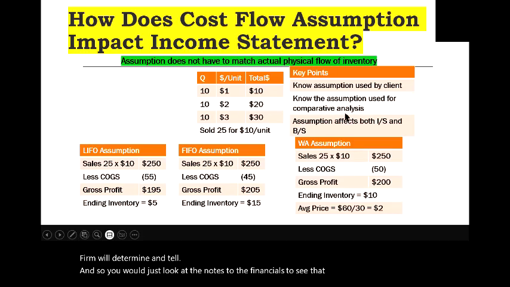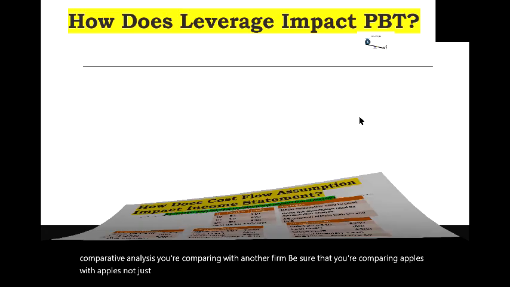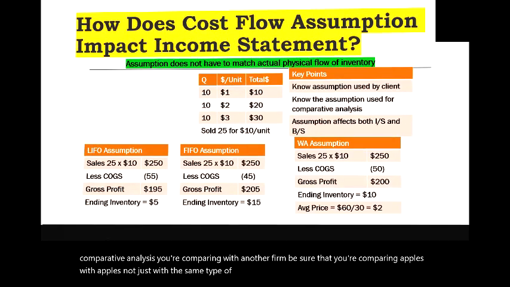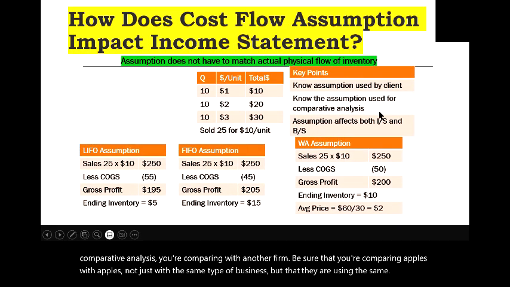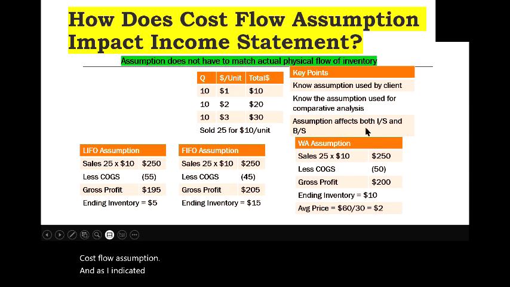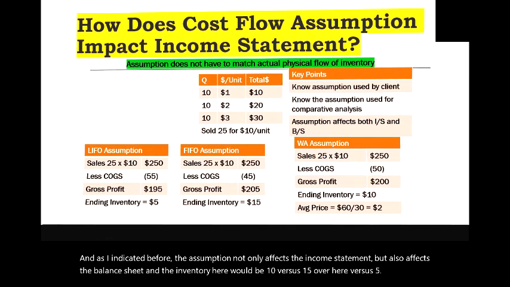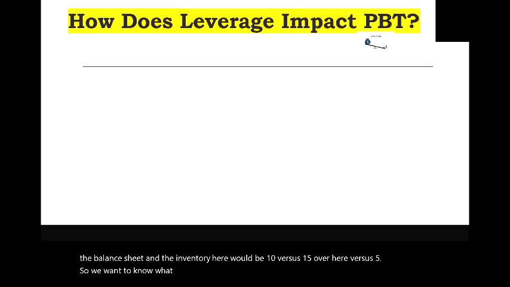Also, if you're doing a comparative analysis, you're comparing with another firm, be sure that you're comparing apples with apples, not just with the same type of business, but that they are using the same cost flow assumption. And as I indicated before, the assumption not only affects the income statement, but also affects the balance sheet. And the inventory here would be 10 versus 15 over here versus 5. So we want to know what cost flow assumption was used.